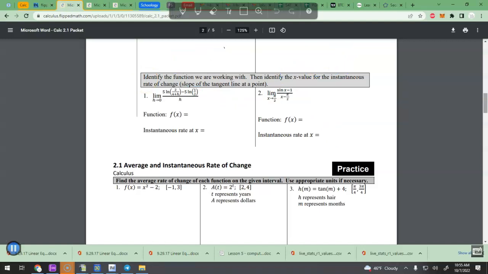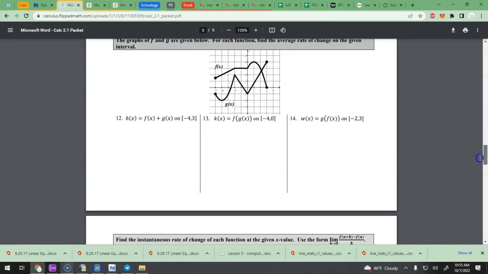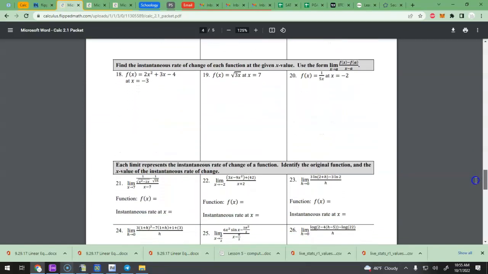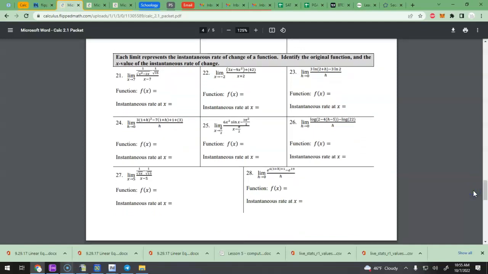Let's look at a couple more. Wait, so should we just leave 1 as the answer? Sure. Let's just look at more.